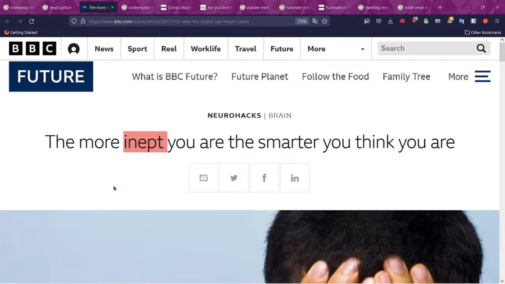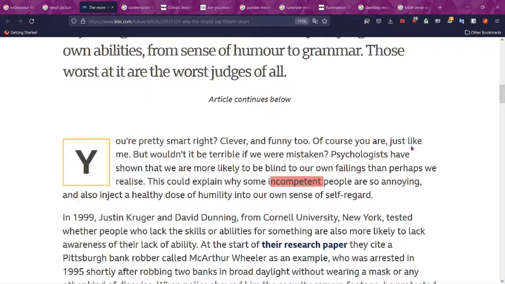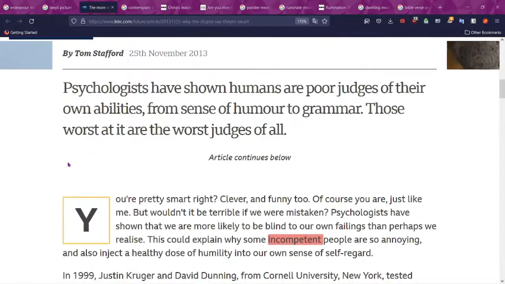So this is from the newspaper. The more inept you are, the smarter you think you are. So it's a kind of wrong judgment, right? The more unskillful you are, the smarter you think you are. I told you incompetent is the synonym, so the synonym has also been used over here. If you want, you can read.